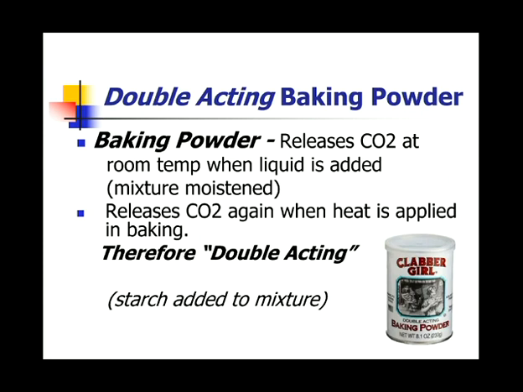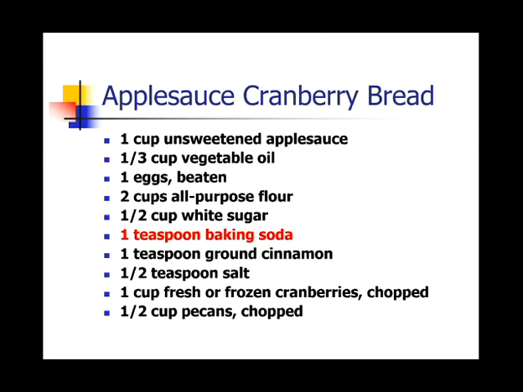Okay, take a look at this recipe for me, if you would. Applesauce cranberry bread. Can you tell me what is the leavening agent there? I already have it in red. Baking soda. Why do they use baking soda? Because there's already an acid there. What kind of acid is already there? Cranberries, correct. The cranberries are already acidy.